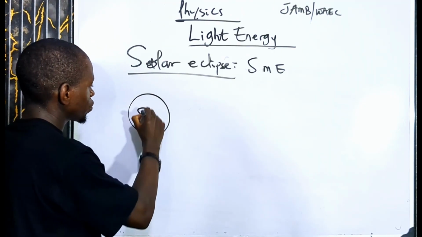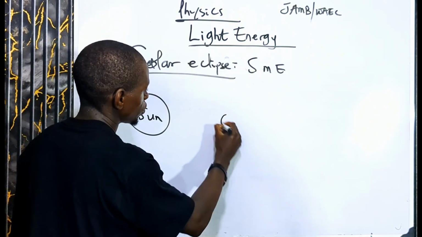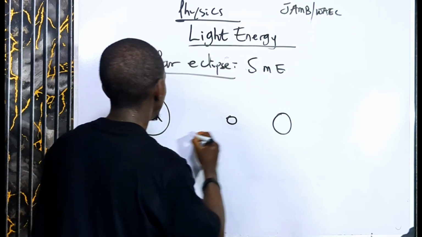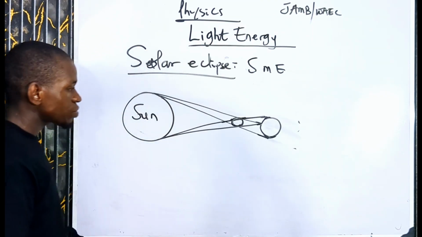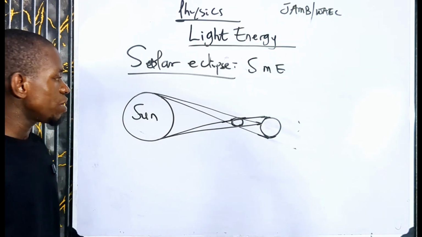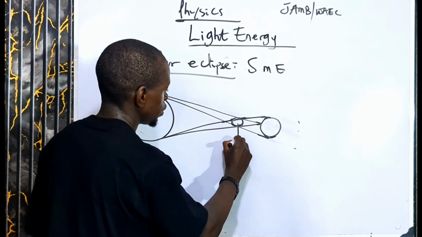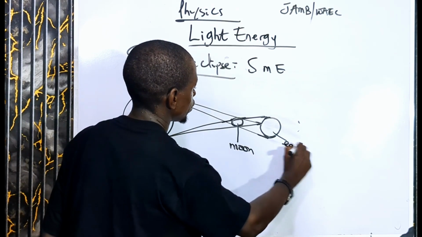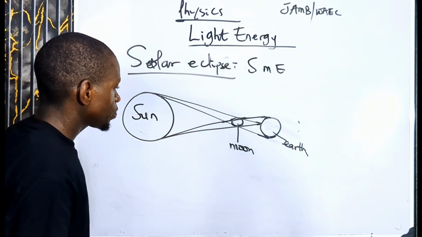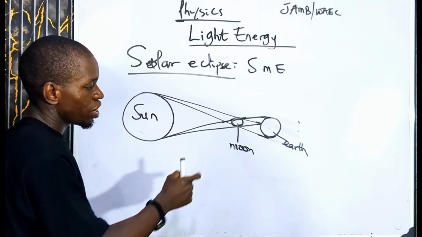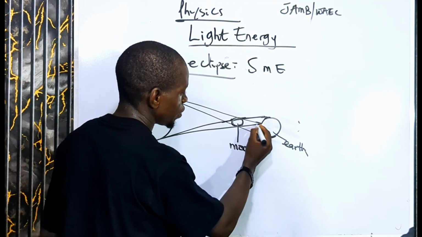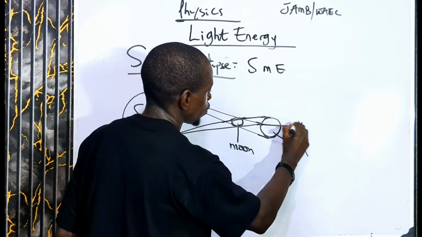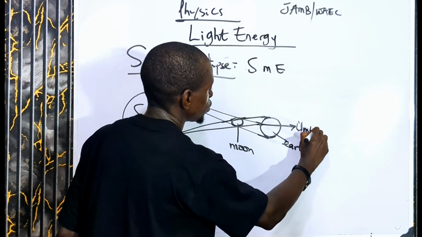So we have this to be your sun, this to be your moon, and let's take this smaller, this to be your earth. Let's say we have a diagram like this. Here is your sun, here is your moon, and here is your earth. Please take note of one thing. This is your solar eclipse. Coming to this pointed region, this place is known as your umbra region.